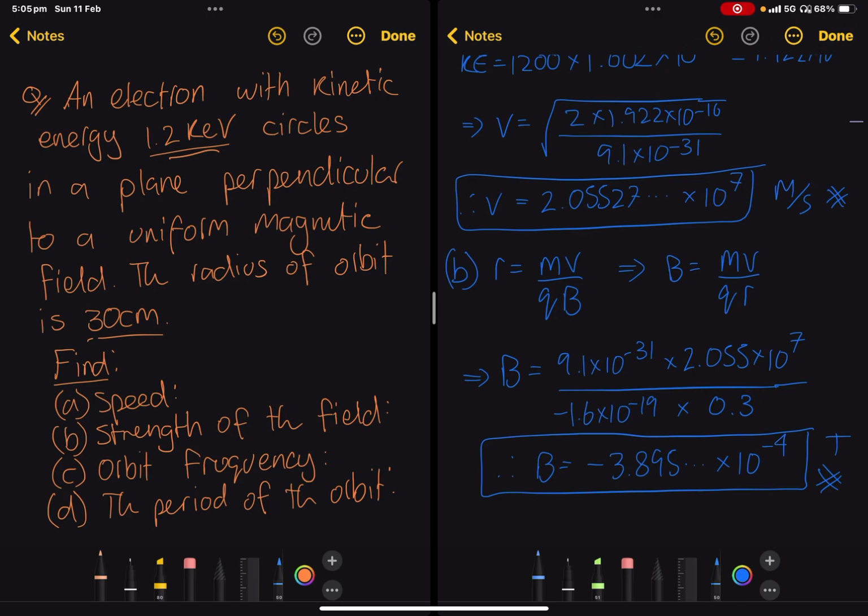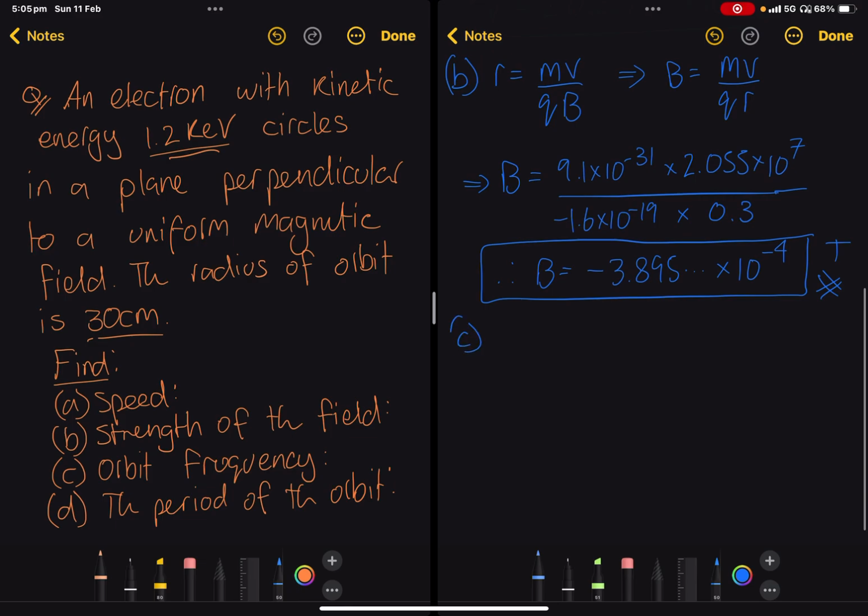And you could write this as a positive if you want. The orientation of the field doesn't really matter. One orientation will spin the particle one way, another orientation will spin the particle the other way. It depends how you look at it. It depends how the field is oriented. So this number could be made positive, and that answer is equally correct. They're both correct.